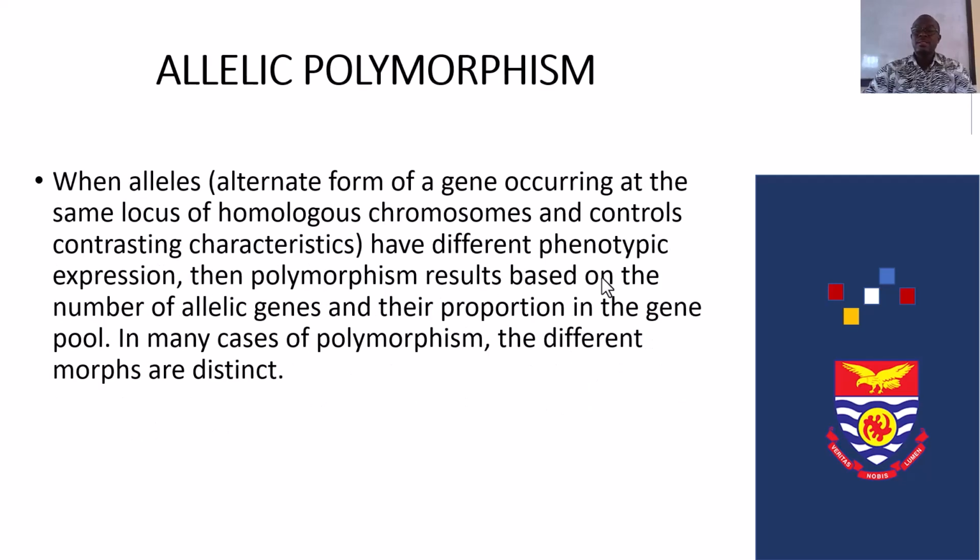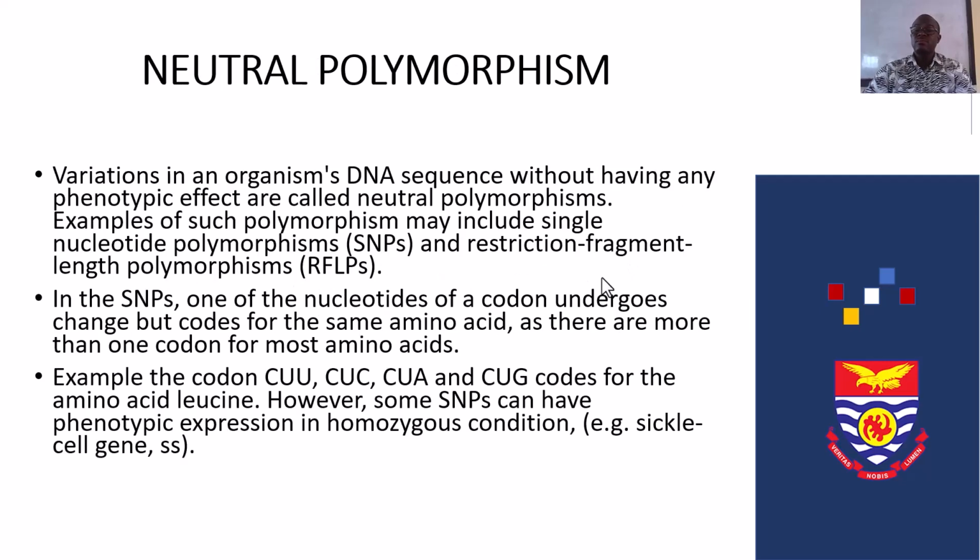Allelic polymorphism. When alleles, the alternate forms of a gene occurring at the same locus of homologous chromosomes with contrasting characters, have different phenotypic expression, then polymorphism results, based on the number of allelic genes and their proportion in the gene pool. In many cases of polymorphism, the different morphs are distinct.